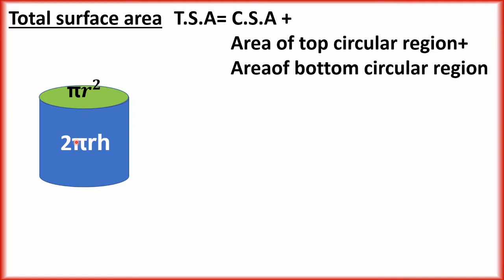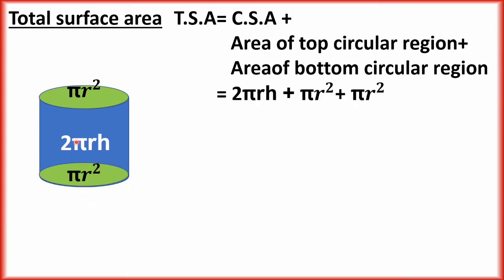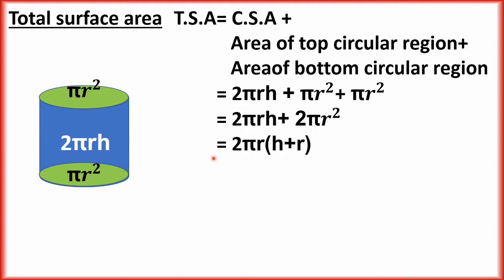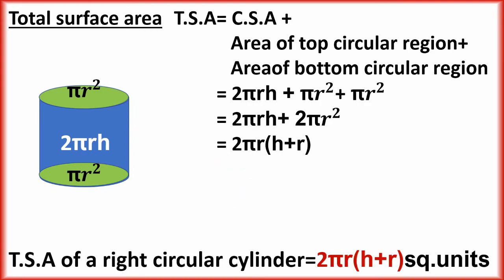Pi r square, the area of the bottom circular region. That is also in circle shape, pi r square. Let us see: 2 pi r h plus pi r square plus pi r square. Let us add these two like terms, 2 pi r square. In both the terms, 2 pi r is common. Let us take it outside. So 2 pi r (h plus r) square units is the formula of total surface area.